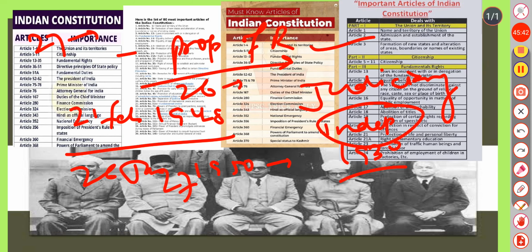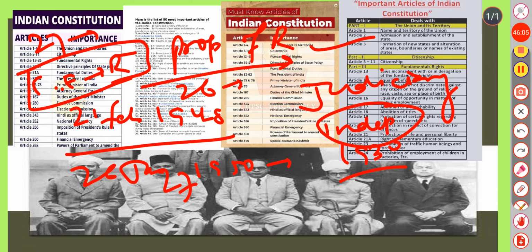And now cultural and educational rights. Under this, article 29 is protection of interests of minorities, and article 30 is the right of minorities to establish and administer educational institutions. So these are important.